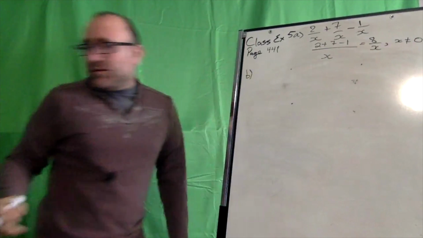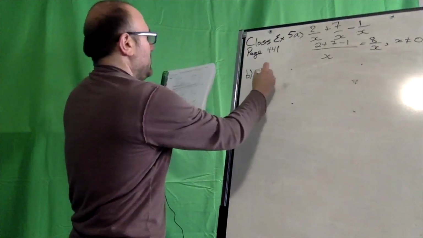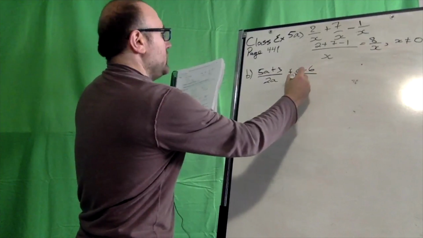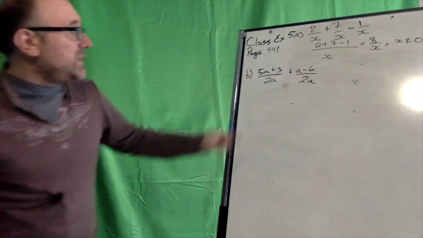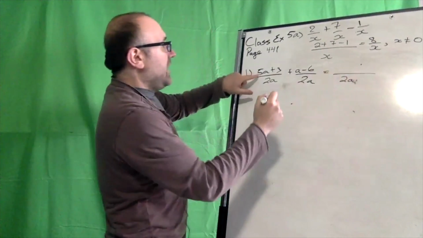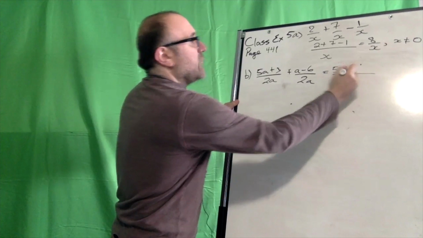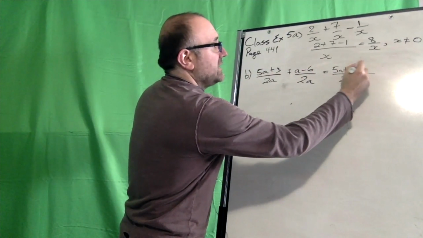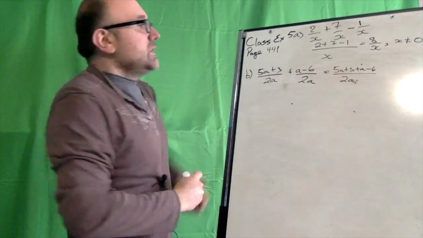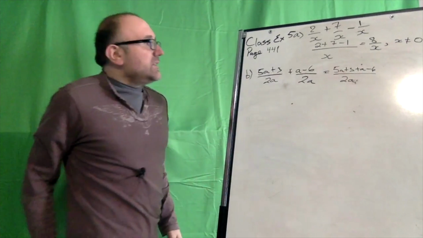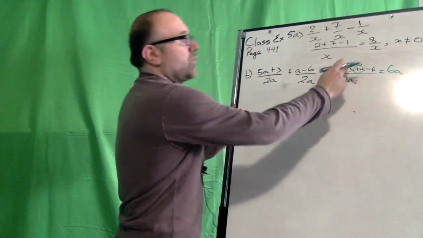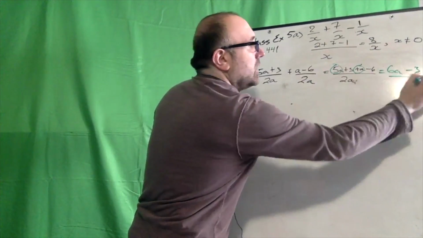B. 5b, now we have 5a plus 3 over 2a plus a minus 6 over 2a. Same thing like earlier, same common denominator here, so just deal with the top here. So 2a, 5a plus 3, I'm just rewriting exactly what it says, plus a minus 6. Collect the like terms, 5a and a. What do you get when you get those? That becomes 6a. 3 and minus 6 becomes a negative answer over 2a.